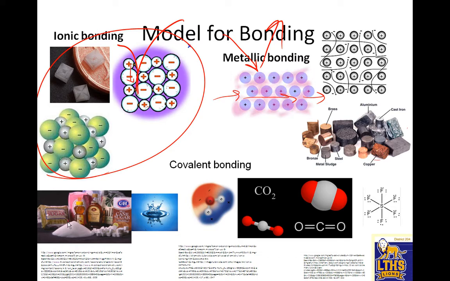Model for covalent bonding. You have the sugar, you have this water, you have some honey, you have some gas. Covalent bonding, electrons are shared between 2 atoms to make molecules. But those molecules can be polar, so that they dissolve in water, or they can be nonpolar, so that they don't dissolve in water. But what happens is electrons are shared between 2 atoms.